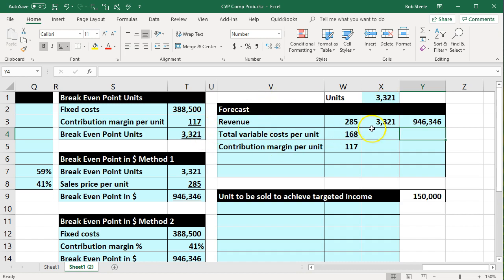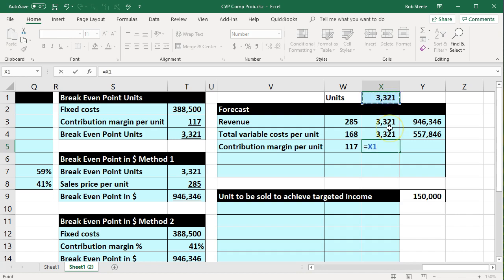As well as the break-even point here in units calculated on this one. And then I'm going to bring the same number of units down to the variable costs because they act in a similar fashion. Therefore, we'll take the 168 times the 3,321, and that gives us our 557,846. And then the contribution margin also acts in a similar fashion. So I'm just going to say this equals the 3,321. And we can calculate here two different ways, basically double checking our number.